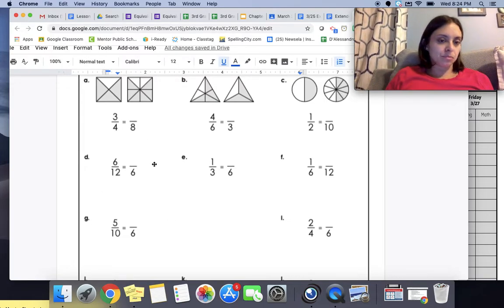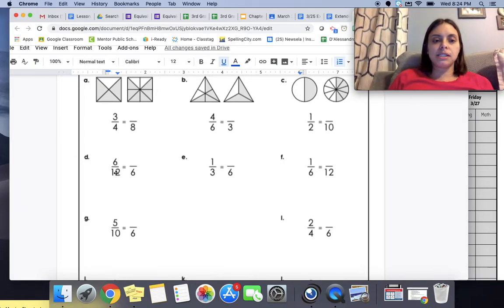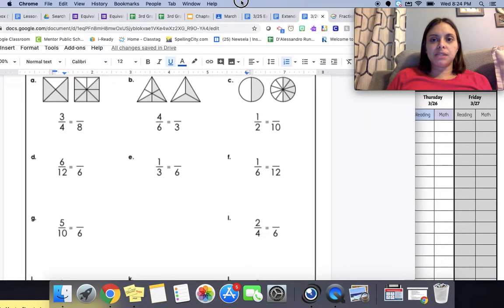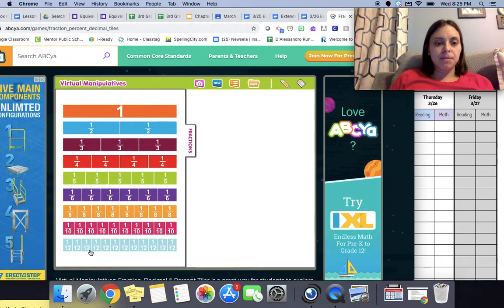So if you look at problem D, we have 6/12, and we're going to look for a fraction that's equivalent to 6/12. We're going to try to figure out how many sixths are equivalent to 6/12. So what I'm going to do is I'm going to build 6/12 on this website here, on my Virtual Manipulatives website. So over here, I'm going to find my 12ths pieces, and I'm going to put 6 of them out in a row, like that.